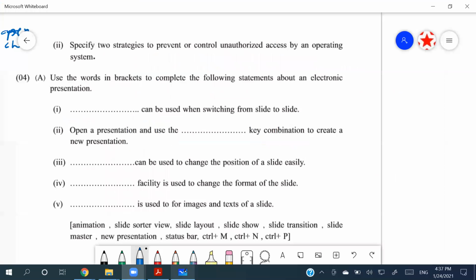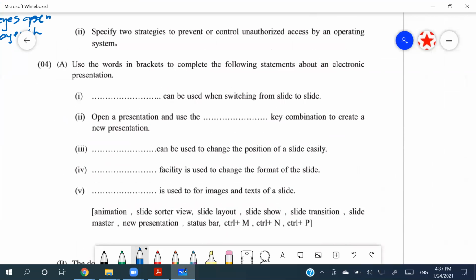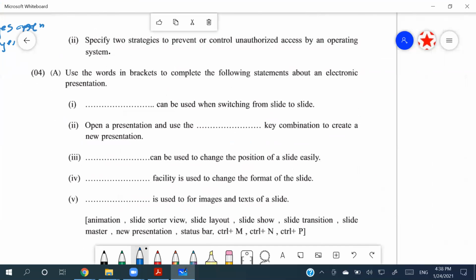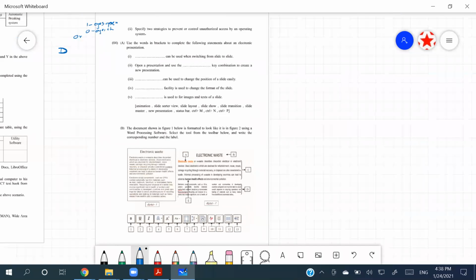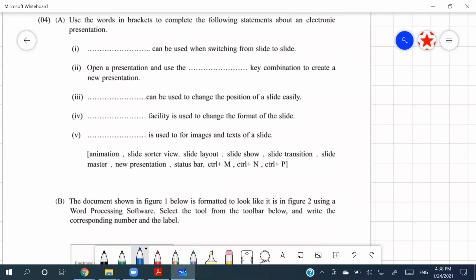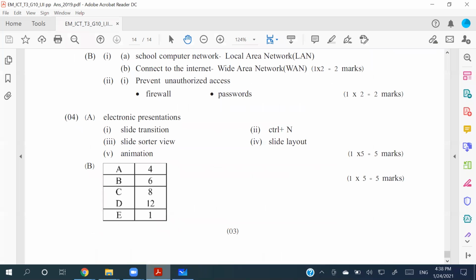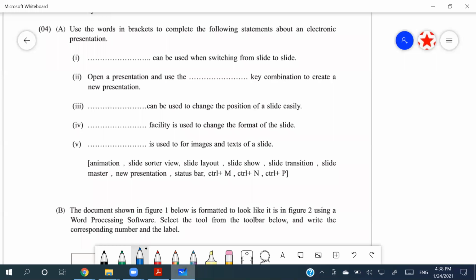Right. The last question. It is talking about using the word in brackets to complete the following statement about an electronic presentation. So the first one has a blank that can be used when switching from slide to slide. Let's go with the marking scheme. Slide transition, they say. Slide transition can be used when switching from slide to slide.